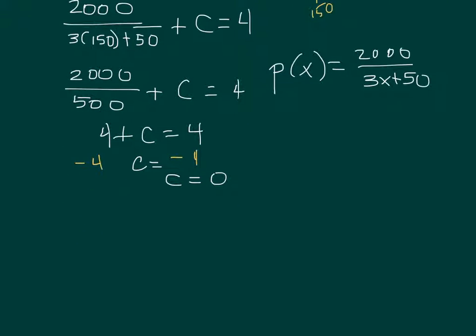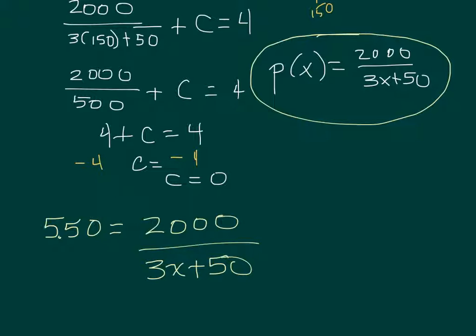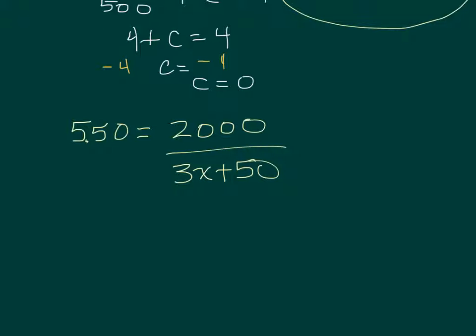Alright, so the second part of the question says find the weekly demand when the price is $5.50. So in other words, I'm going to take this, where I see the price, I'm going to plug in $5.50. And it says find the weekly demand, so what I'm solving for is x. So I'm just simply taking this and solving it for x.